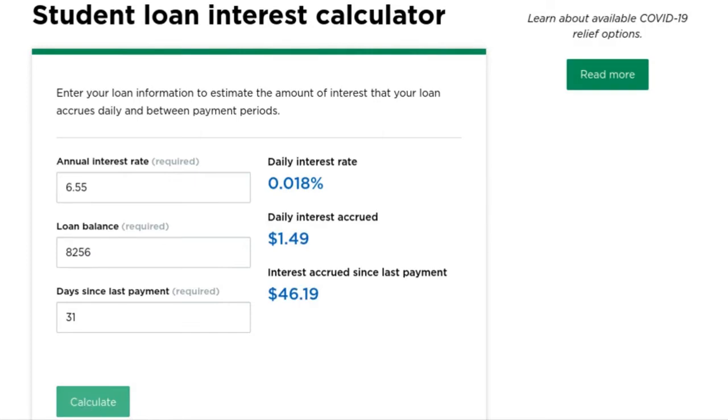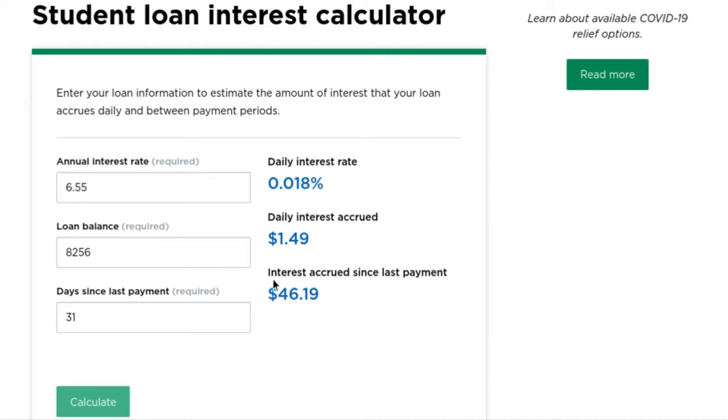Now, I put in 31 days because that's the maximum number of days that a month can have. I don't try to guess around each different month. You can do that. I don't. I try to go with the maximum days in a month. That way I'm always safe with my calculation.